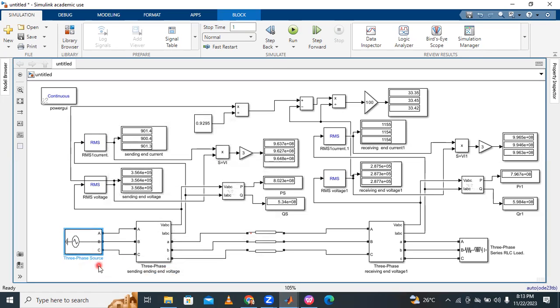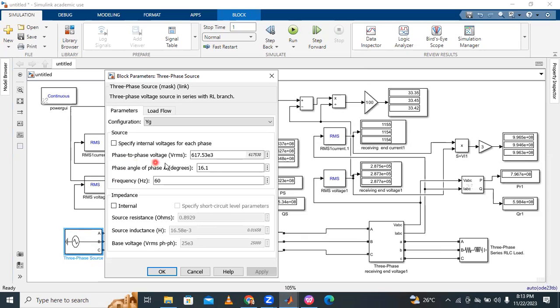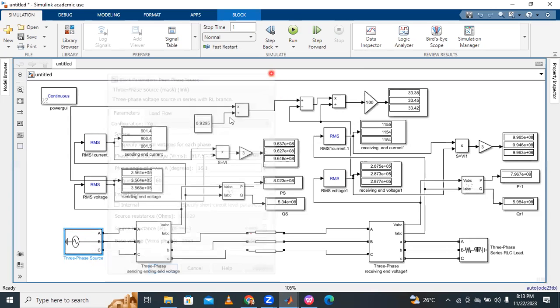This is called the three-phase source. First take the three-phase source from the library, place it on the drawing sheet, and adjust the phase to phase voltage to 617.53 kilovolts, the phase angle to 16.1, and the frequency to 60 Hz, and disable internal connection. Then it will appear like this. This is the three-phase AC source at the sending end side.